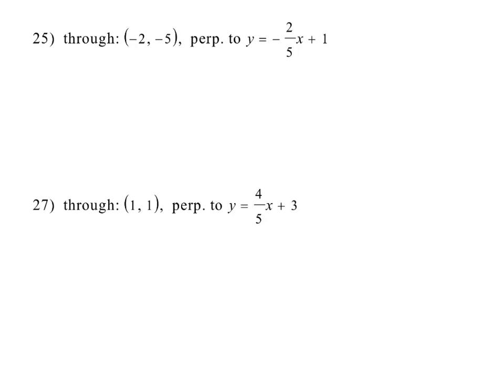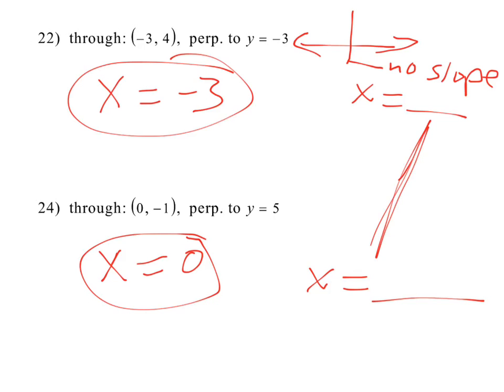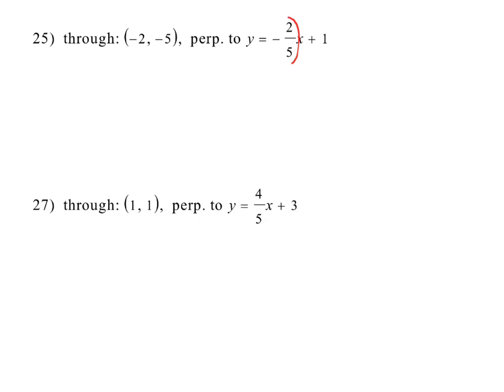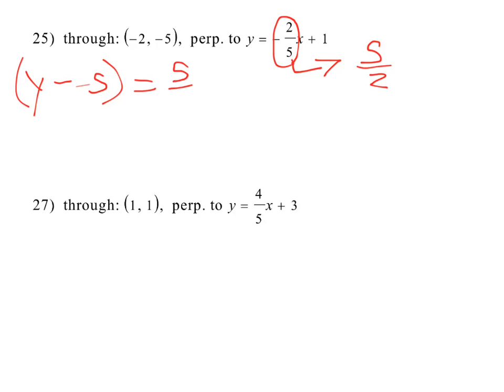Moving on to 25. Again, when you get perpendicular, these ones are both, okay. This one, you turn it upside down, change the sign on it, you're going to get 5/2, positive. And now we need to do y minus the y value of negative 5. And on the right side, we're going to do 5/2, the slope we already got. And then x minus the x value from our point, negative 2. That makes it positive or plus.